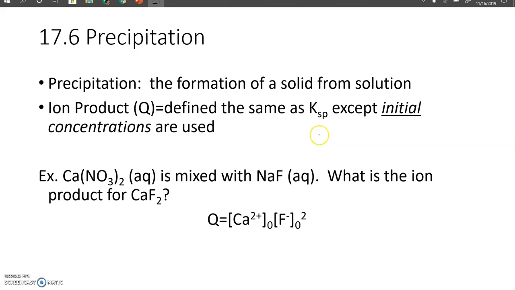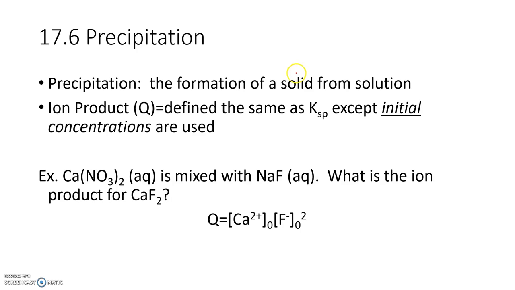So, a little bit of review. Remember that precipitation is the formation of a solid from a solution. The solid that forms is then called the precipitate. And if you remember back from last unit, we talked about Q. Q is the ion product, and it's set up the exact same way as the equilibrium constant, the difference being that Q uses the initial concentrations rather than the equilibrium concentrations.